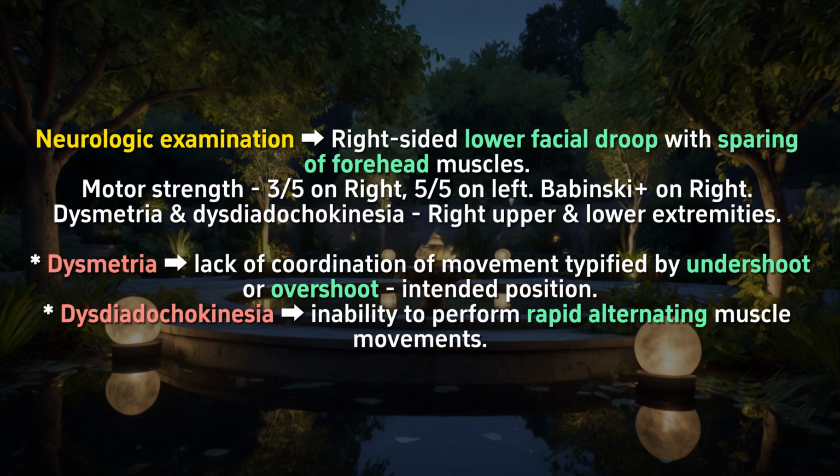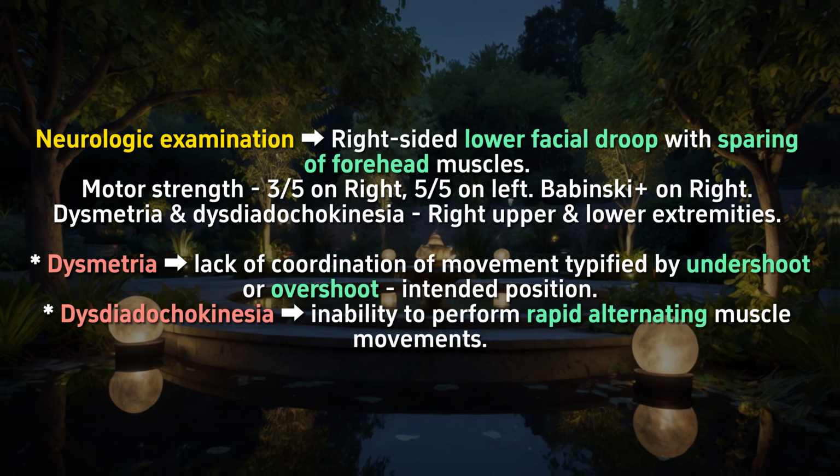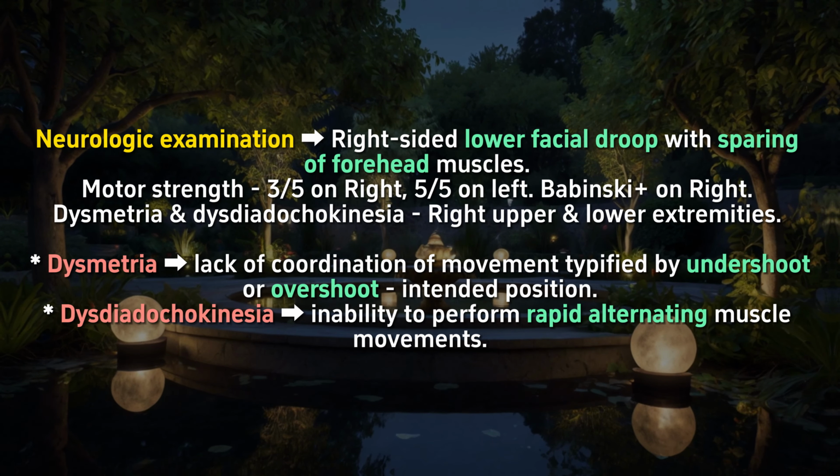Dysmetria is a lack of coordination of movement typified by the undershoot or overshoot of intended position. Dysdiadochokinesia is the inability to perform rapid alternating muscle movements.